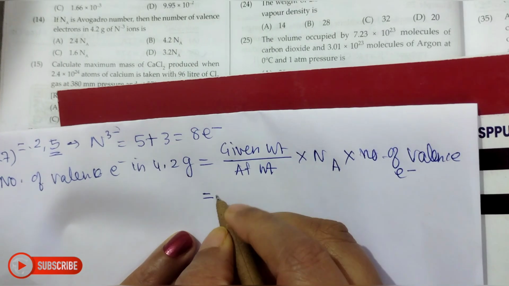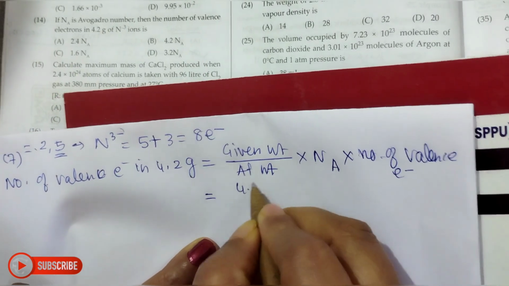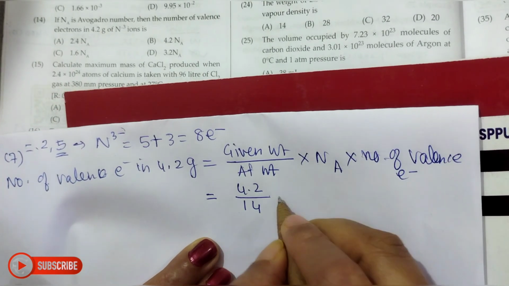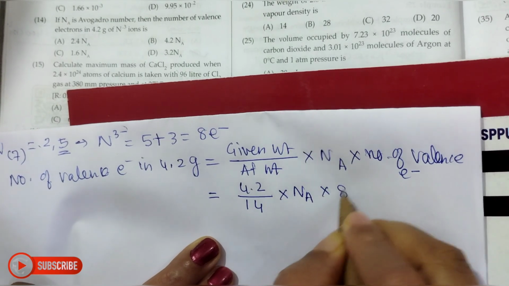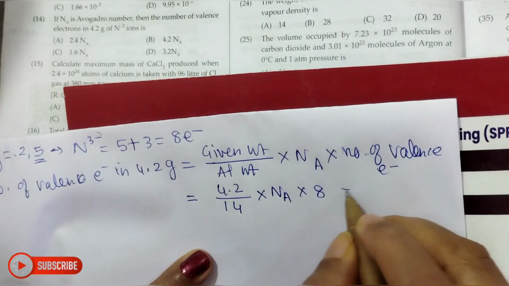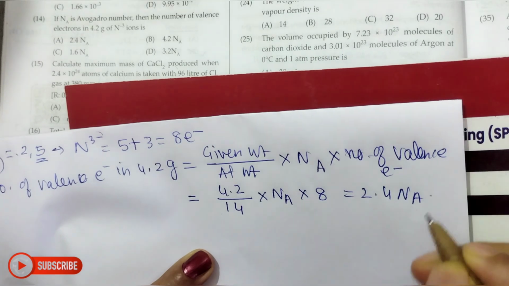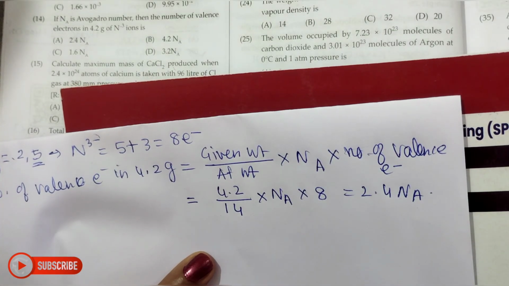So let us substitute the values here. The given mass is 4.2. Atomic weight of nitrogen is 14, into Na, multiplied by 8. Now if you calculate this, you will get 2.4 Na. So the answer here is the first option. Let us see the next question.